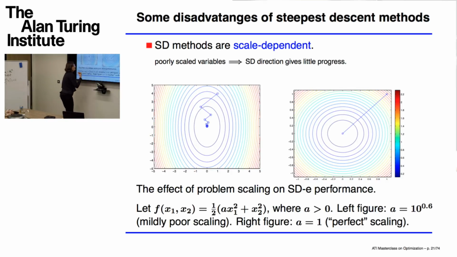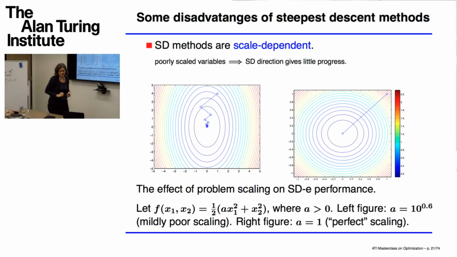So here's the case when A is like 10 to 0.6, so it's not really badly scaled. And you see here the steepest descent iterates. So to reach decent accuracy, I will take a lot of iterations with steepest descent. If the function is well scaled, in particular if A is 1, so this is perfect scaling really, then I take 1 step to solve the problem. So the number of iterations it takes for the method to reach the solution depends on the conditioning of the problem. And in particular, this direction is adversely affected in the case of steepest descent.